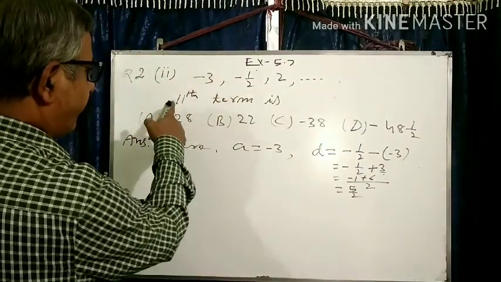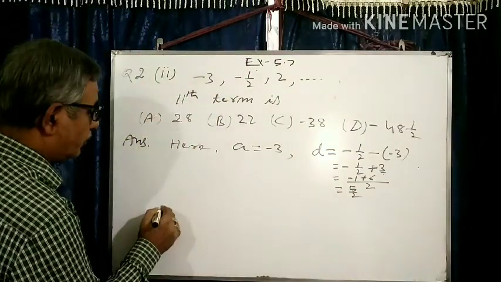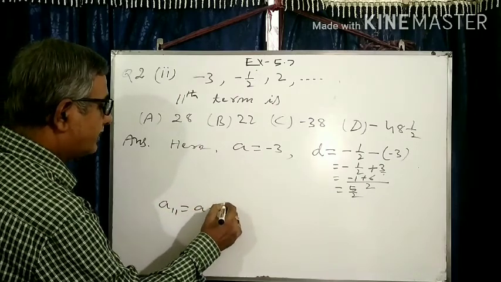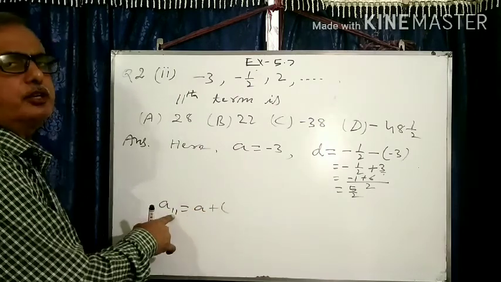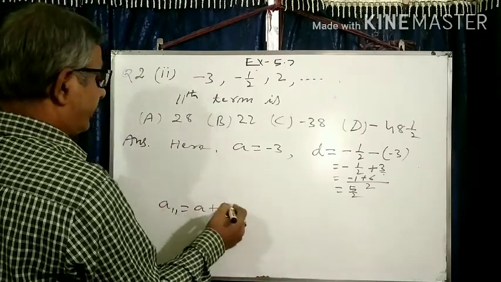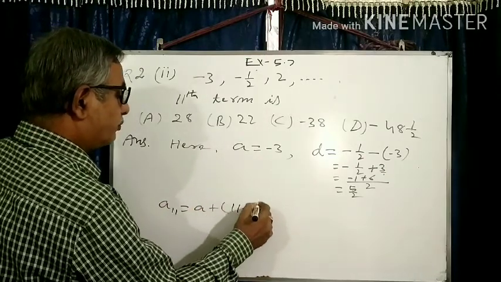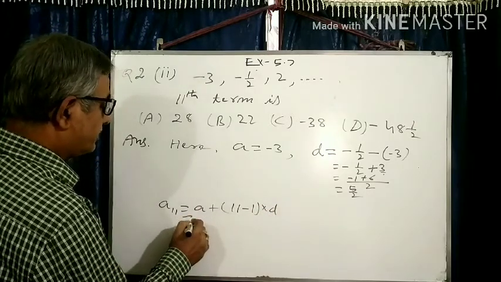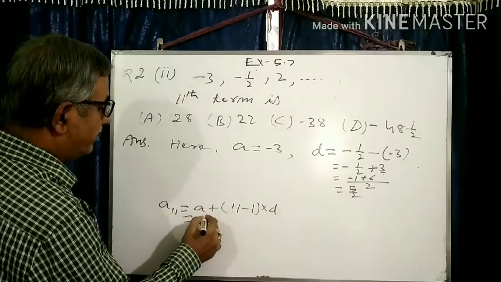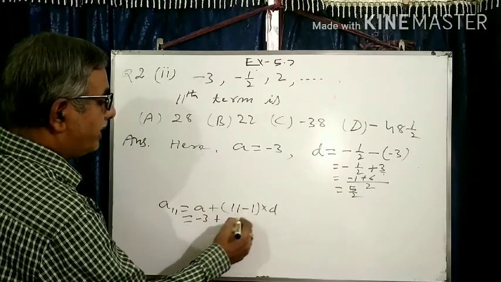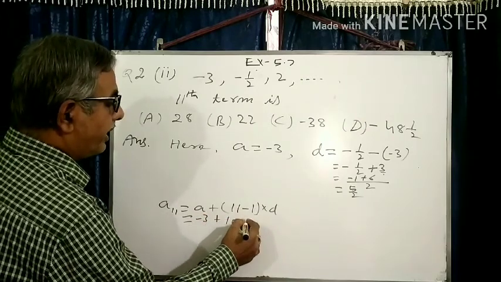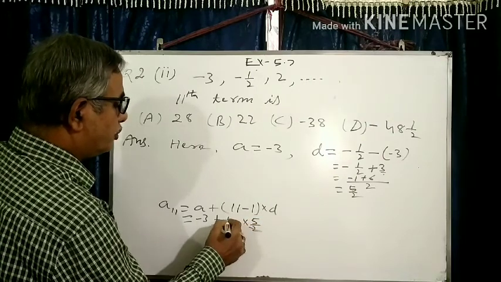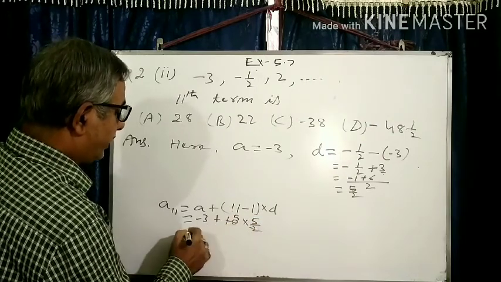Now which term you have to find out? 11th term. So A11 is equal to A plus n minus 1 into D, where n is equal to 11. Dear friends, you see A is already given as minus 3. 11 minus 1 you are getting 10, and D is 5 by 2. So 2 5s are 10.